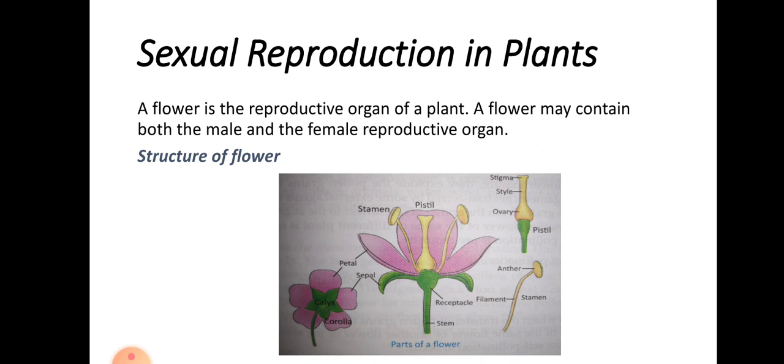So we have studied two whorls, that is calyx and corolla. The first one, calyx, is the outermost whorl of a flower. Calyx contains sepals that are green in color. You can see on the left hand side in the diagram, green colored. So calyx protects the flower during the bud stage.